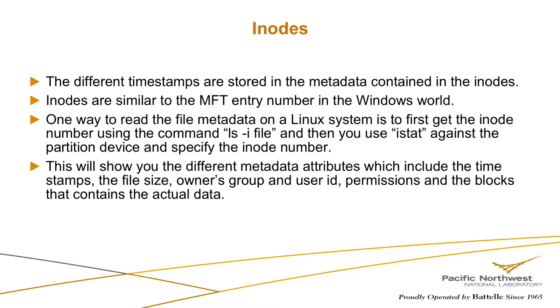If you want to look at inodes, you can do ls -i on a file, and that will tell you the inode associated with the file. And then you can use the istat command to get information about the inode. This will show you the metadata attributes of the file. For instance, it'll show you the timestamps. It'll show you the size in bytes. It'll show you who owns it, the group and ownership, and other information. Okay.